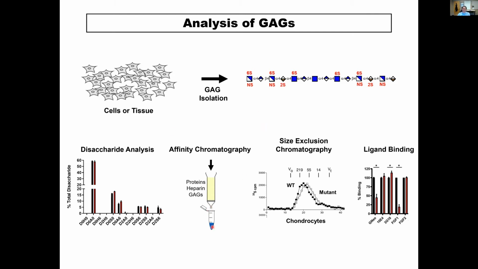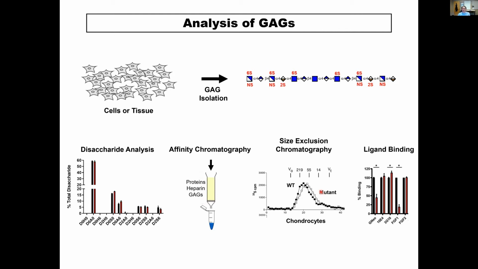You can also flip it around, where we can make different affinity columns where we attach different proteins, and we can put different glycosaminoglycans with different structures over these columns. And we can ask, which different types of GAGs bind to our protein of interest.